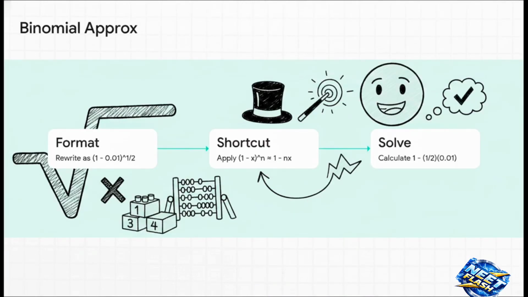Now, what's really interesting about this is how the binomial approximation turns an impossible square root into basically first-grade arithmetic. Here are the 3 simple steps. Step 1, format the number. We just rewrite 0.99 as 1 minus 0.01, and since it's a square root, we raise it to the power of 1/2. Step 2, apply the shortcut. Because 0.01 is such a tiny number compared to 1, we can use the approximation rule. Basically, (1 minus x) to the power of n is approximately equal to 1 minus n times x. You literally just pull that exponent down to the front. Step 3, solve. It simply becomes 1 minus 1/2 times 0.01. From there, the answer is an absolute breeze.